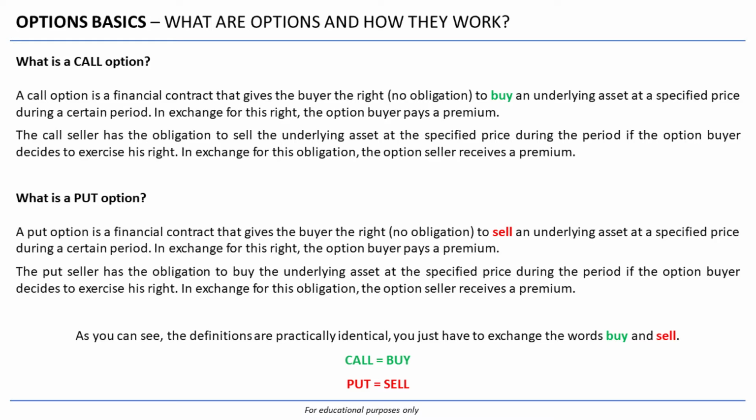What is a put option? A put option is a financial contract that gives the buyer the right, no obligation, to sell an underlying asset at a specified price during a certain period. In exchange for this right, the option buyer pays a premium. The put seller has the obligation to buy the underlying asset at a specified price during the period if the option buyer decides to exercise his right. In exchange for this obligation, the option seller receives a premium.